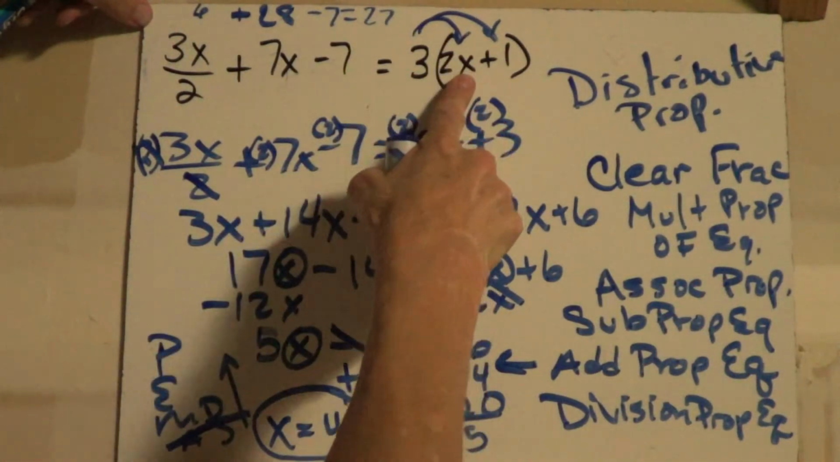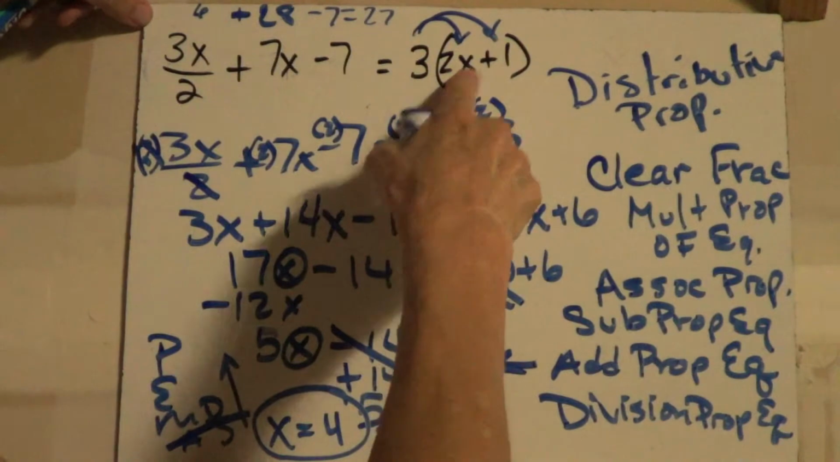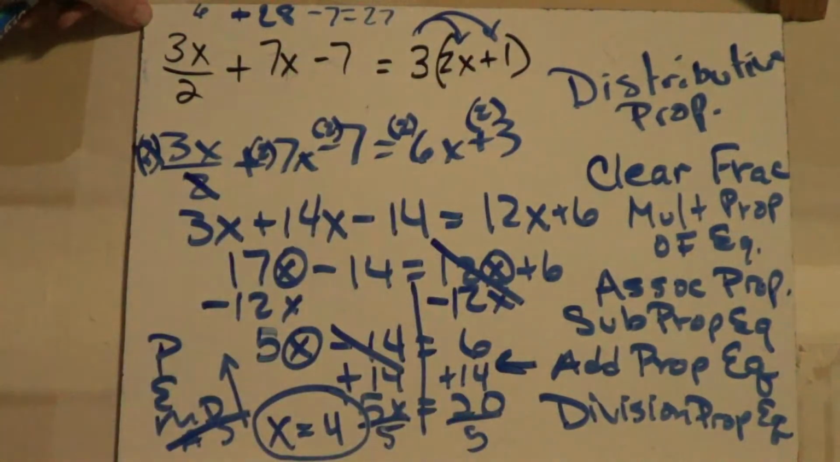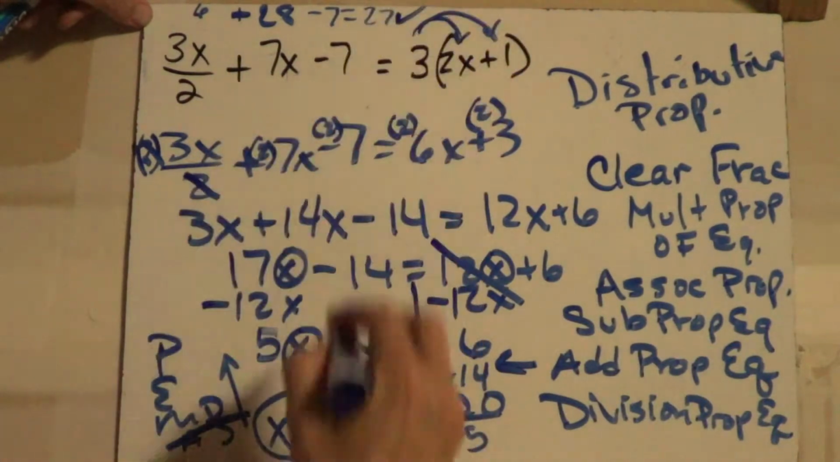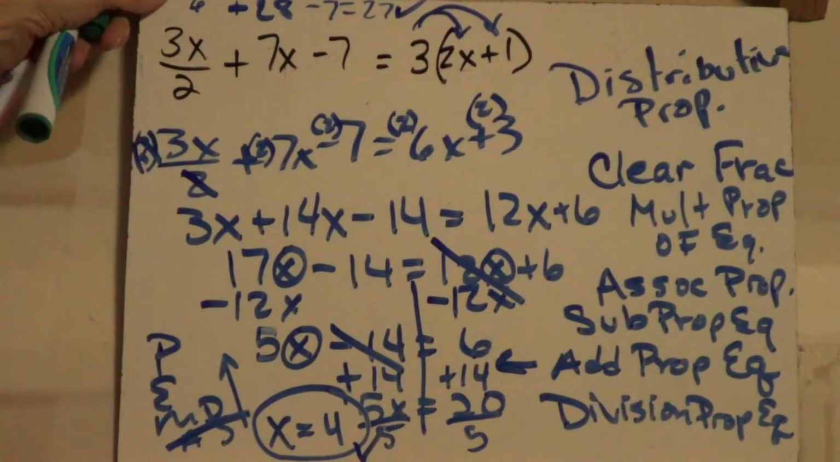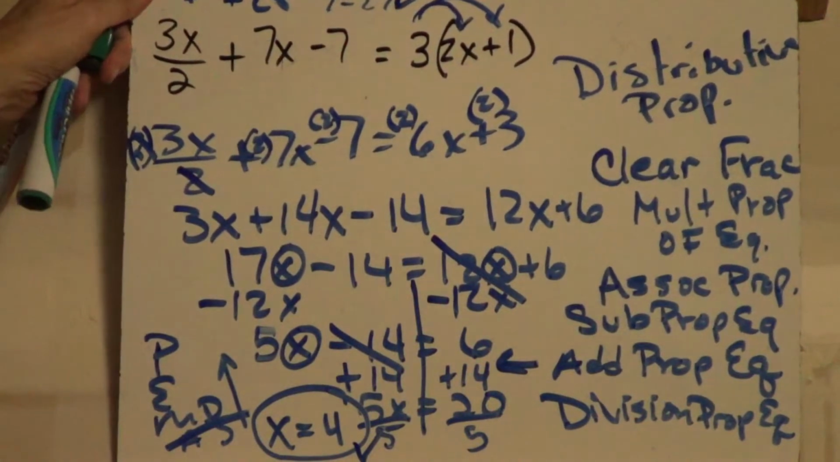Now we plug the 4 in here. 2 times 4 is 8, plus 1 is 9. 3 times 9 is 27. So it does check. And I'd just like you to put the little check right here because I know you may do it on scratch paper too. Okay, I'd like to be able to see your check. Last problem for this lesson.